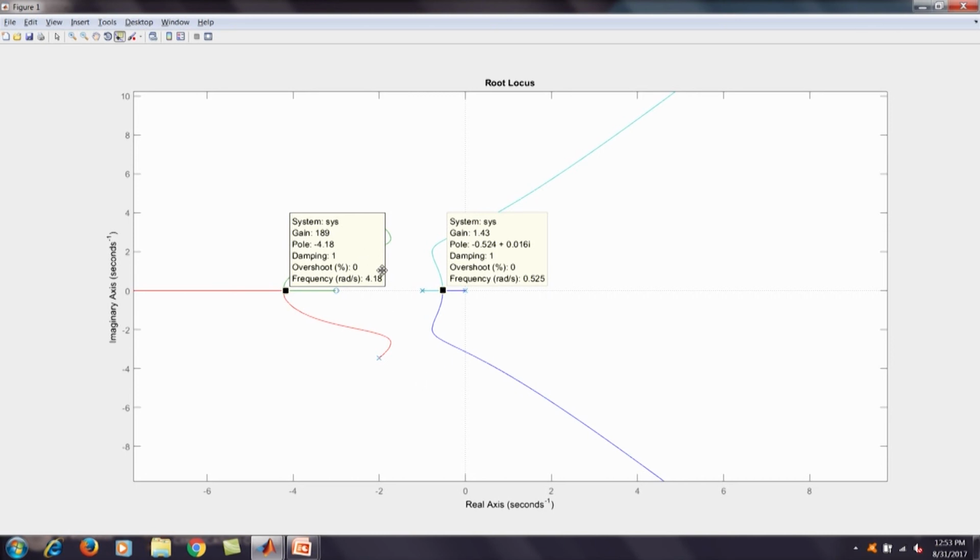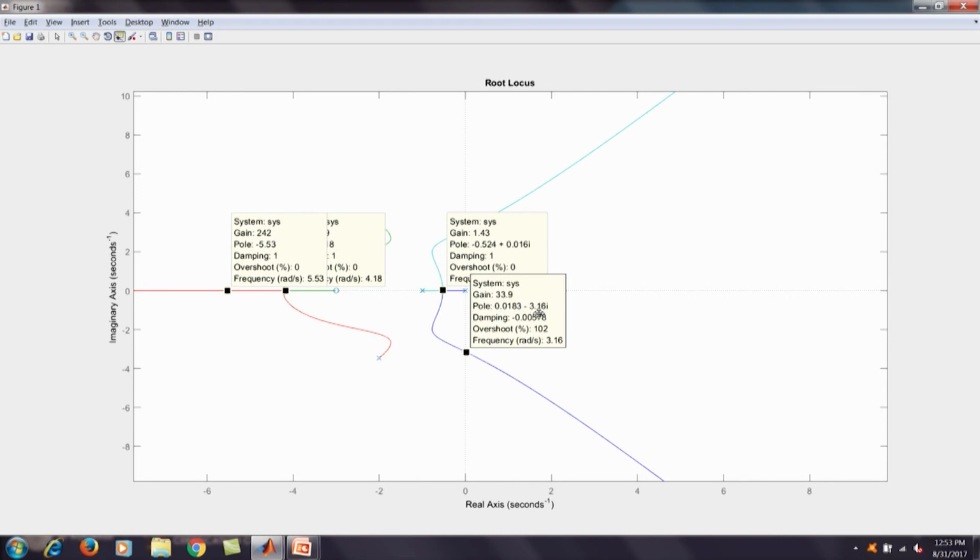Now we can see this is the j omega axis crossing. Here at gain 33.9, with omega about 3.16, they cross the j omega axis and go to the left. So the gain limit is 33.9. We can't keep the gain more than 33.9, otherwise they will reach the unstable region.